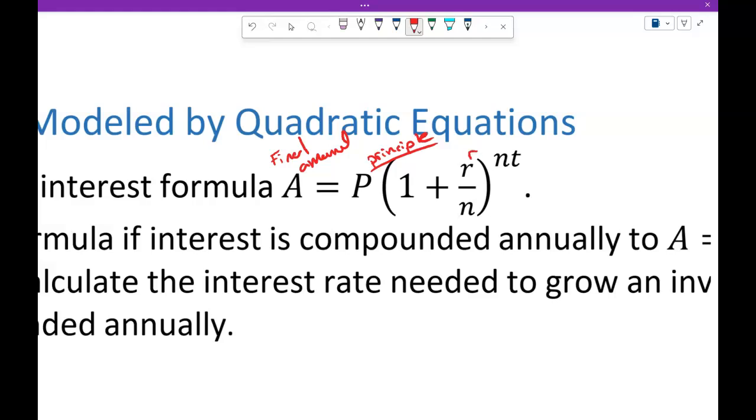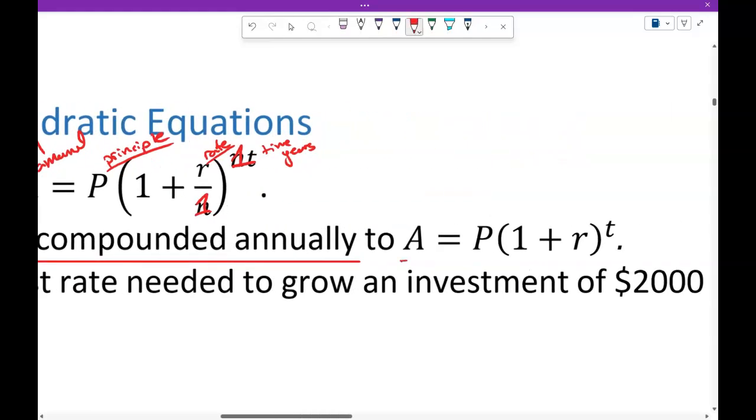R represents our rate. Any percent needs to be written as a decimal. If we solve for rate, the decimal can be converted back to a percent. T represents time in years. And N is our compounding frequency. Now, if we compound annually, then we can replace N with just 1, which allows us to simplify our equation for compound interest to what we have here.